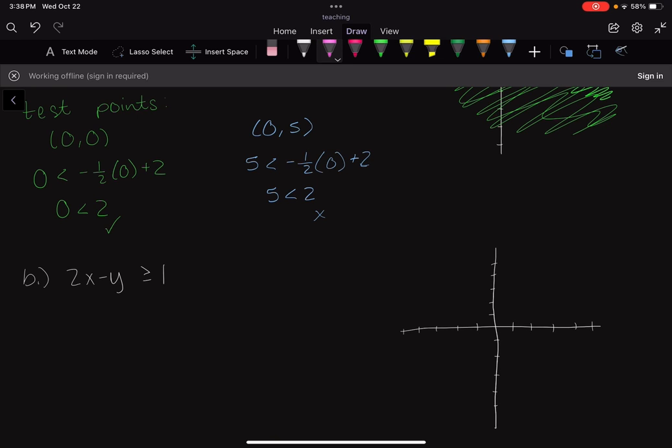So first, this is not in y equals mx plus b form, so I would like to change it to that so that's easier to graph. So I get negative y greater than or equal to negative 2x plus 1. Then I'll divide by that negative. Be careful, if you're dividing by a negative, you have to flip your inequality. So don't forget that.